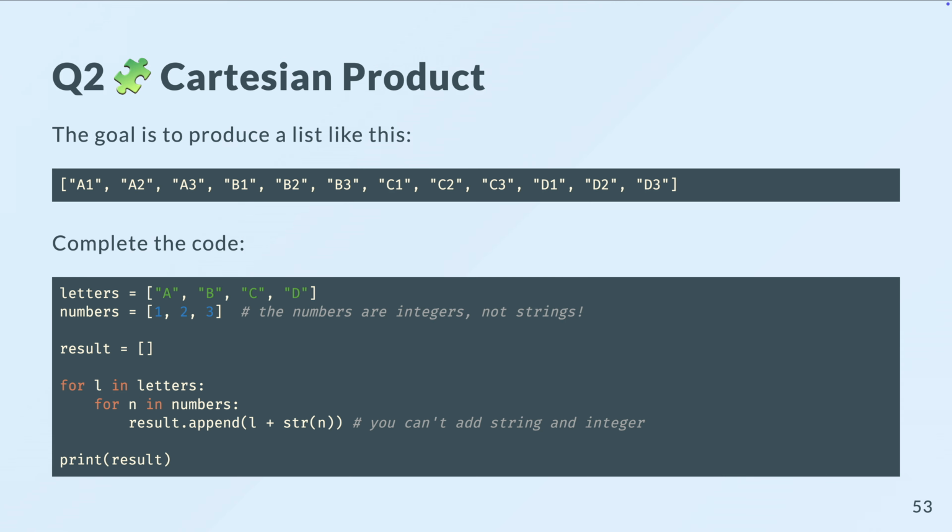Let's check the solution. The loops are the same, for L in letters and for N in numbers. But when we append, we use str of n to turn the number n into a string. So we do letter plus string version of n.